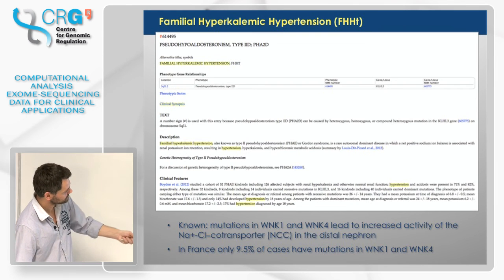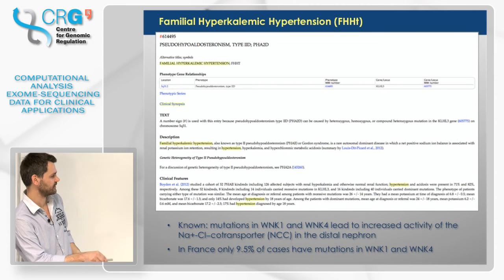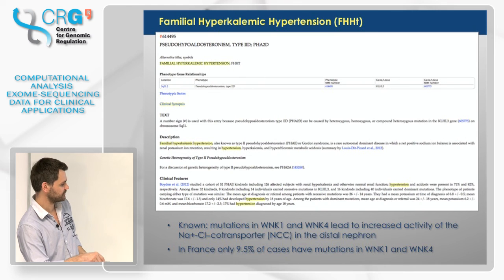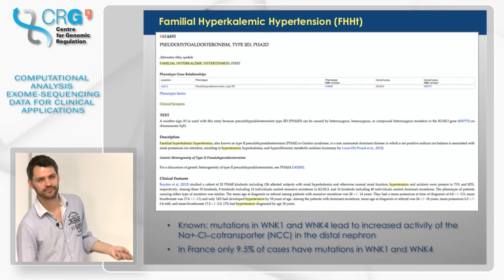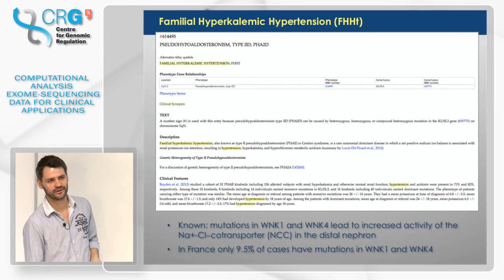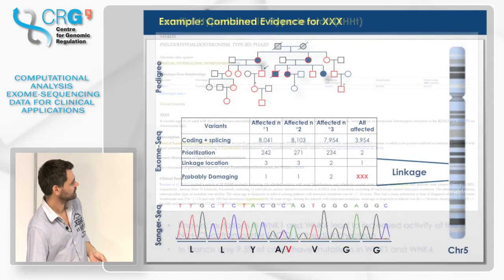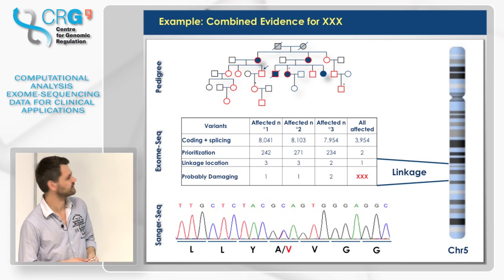What we knew when we started is that in France, about 10% of the people having this specific disease were affected by mutations in WNK1 and WNK4, which lead to increased activity of the sodium chloride co-transporter NCC. But that is not much. That means for 90% of the people, it was unknown why they were actually affected. So we used that family. There were at least 5 people affected.